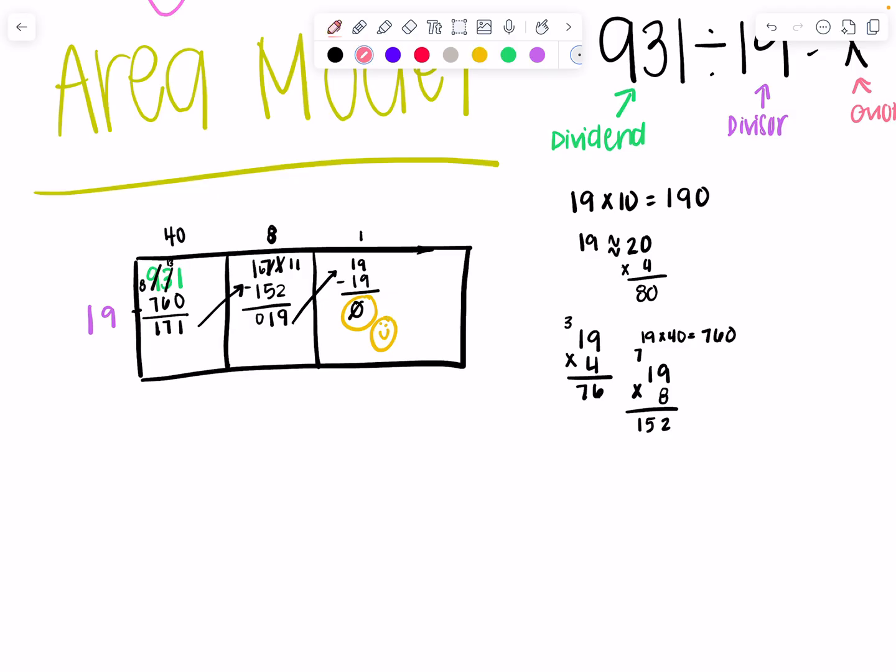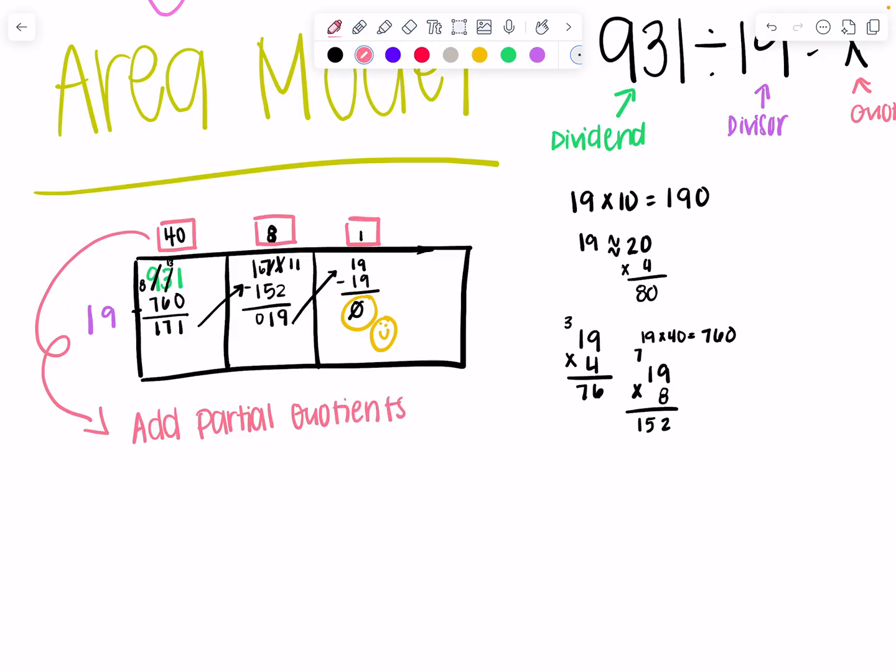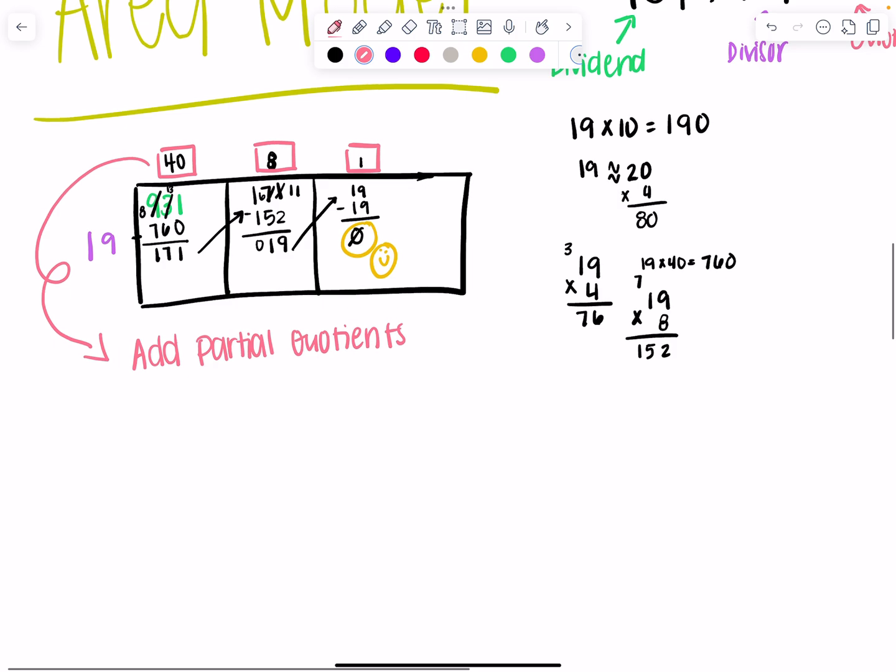Now, I need to add my partial quotients to get my answer, or my quotient. So I'm going to add 40 plus 8 plus 1, and I would get 49 as my quotient.